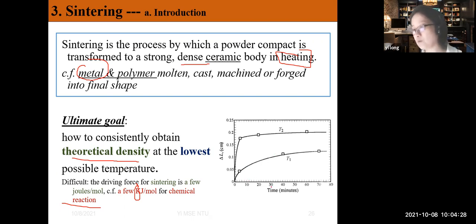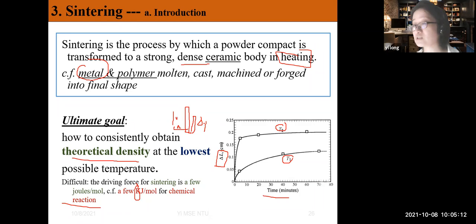So you can see this plot for some material. This is time, as you sinter for a longer time. Temperatures T1 and T2 mean you sinter the same thing at 2 different temperatures. This is delta L. What does delta L mean? For example, if I sinter a bar, at the very beginning maybe the length is 10 centimeters, but after sintering it is 8 centimeters. So the change delta L is simply 8 minus 10 divided by 10, right?